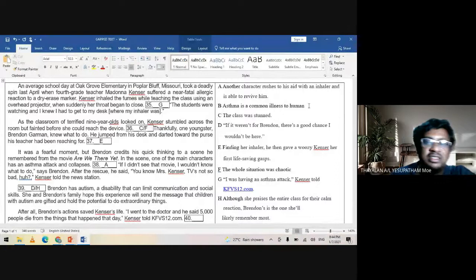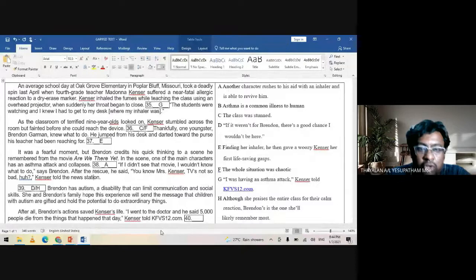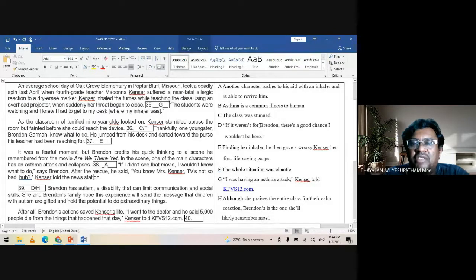Now, this is where you need to think. It says, after all, Brendan's action saved Cancer. I went to the doctor and he said 5,000 people die from the things that happened that day, Cancer told KFVS12.com. Here, they're talking about life and death, so it would be D. If it weren't for Brendan, there is a good chance I wouldn't be here. So here, the answer is D, which means automatically the answer is H.